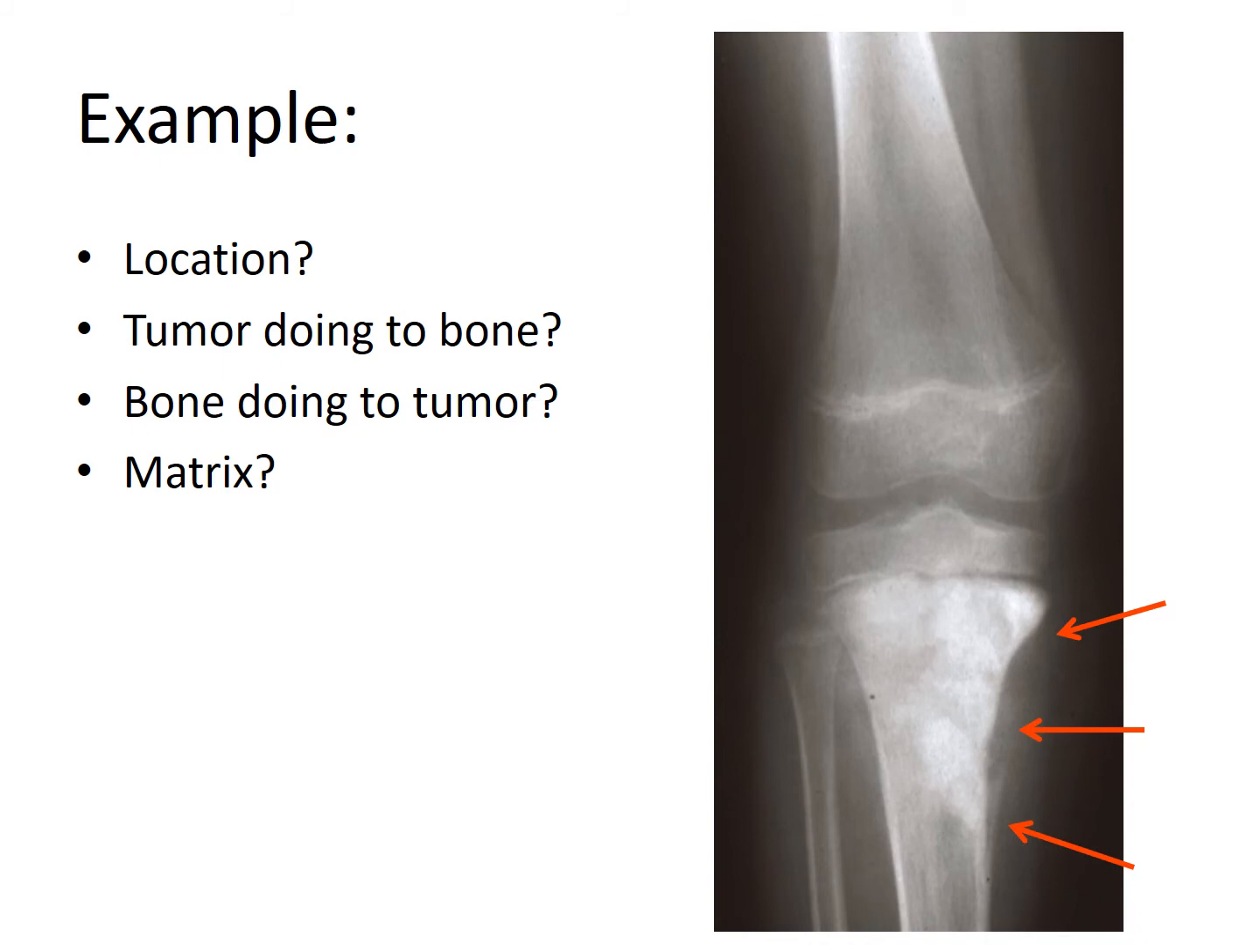And what's the matrix? Well, if you look through the tibia, you can see that bone is much more dense than any other bone on the x-ray. This is a bone matrix. So a skeletally immature patient with a very aggressive appearing lesion, where the tumor is far more active than the bone is: osteosarcoma.